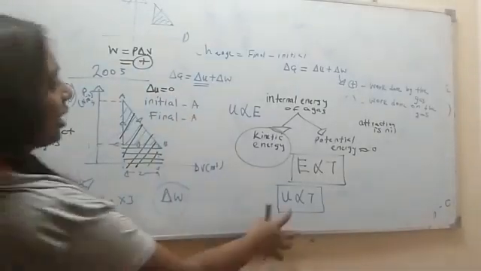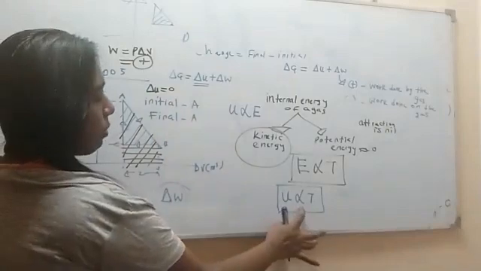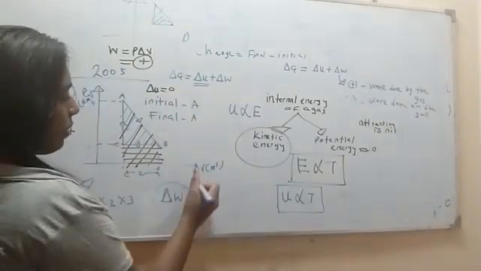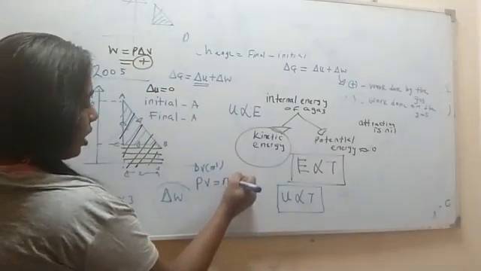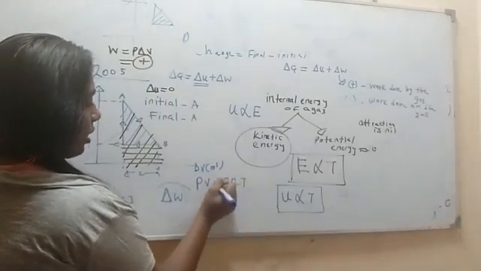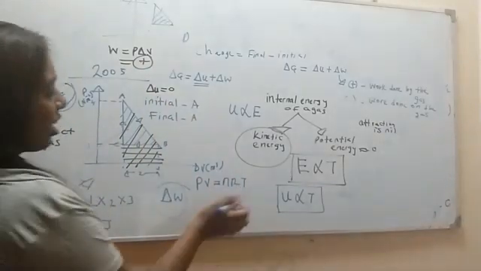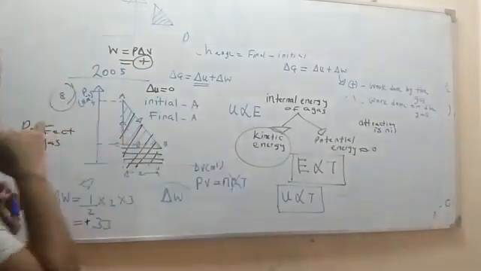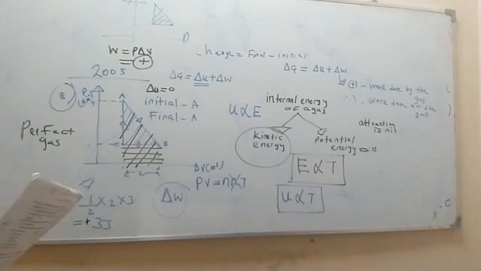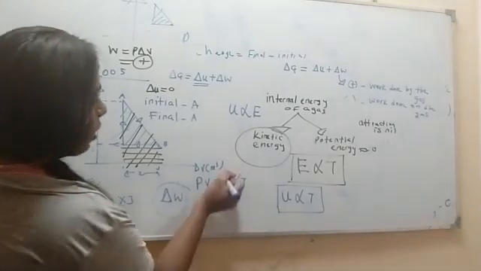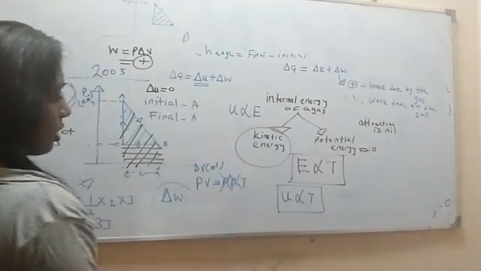Internal energy is directly proportional to absolute temperature. In chemistry, we have the ideal gas equation, PV equals nRT. R is always a constant, the universal gas constant. It won't change. This is for a gas. Now, look at the question. The figure shows a PV diagram of a perfect gas. Since we are talking about a particular gas, its number of moles won't change.